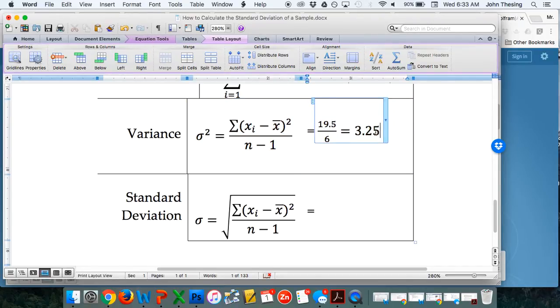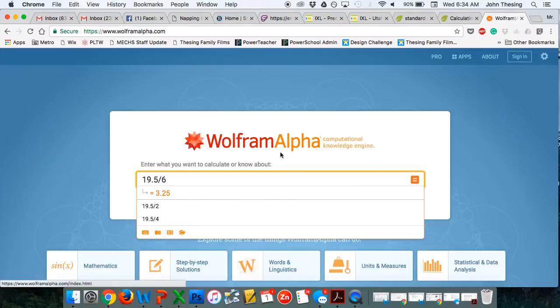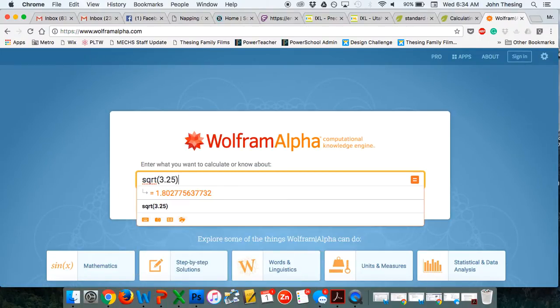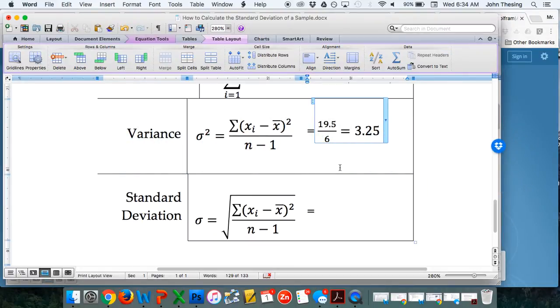All we're going to do to find the standard deviation is take the square root of this number. So we're just going to take the square root of 3.25. 1.8. Okay. So the standard deviation here on this data set is 1.8.